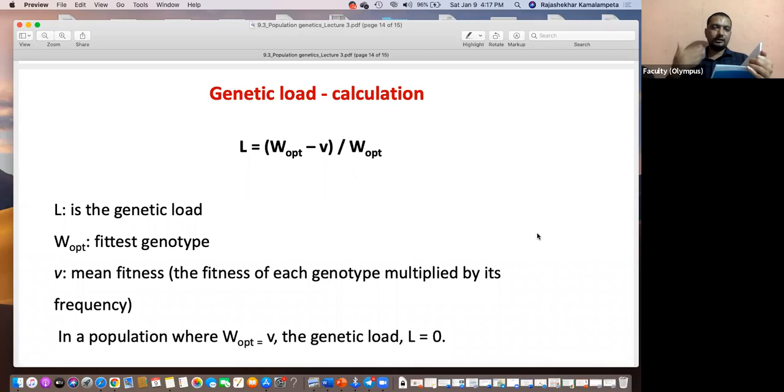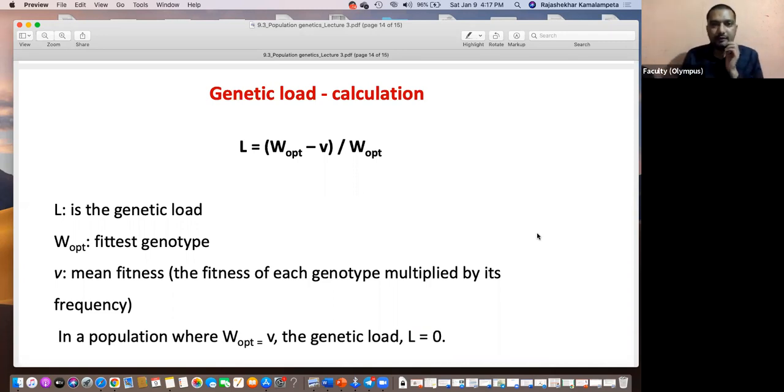So you explain this concept. What is genetic load and what is your understanding about it? How is genetic load measured? How is genetic load measured and what are the important factors that may influence it? So here we are addressing how it is measured. How is genetic load calculated?